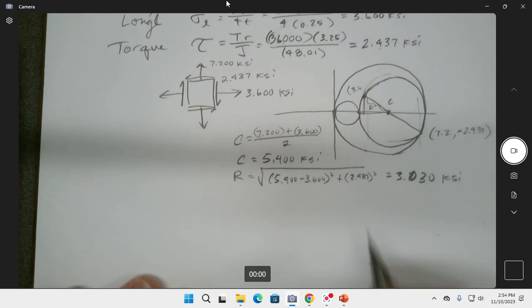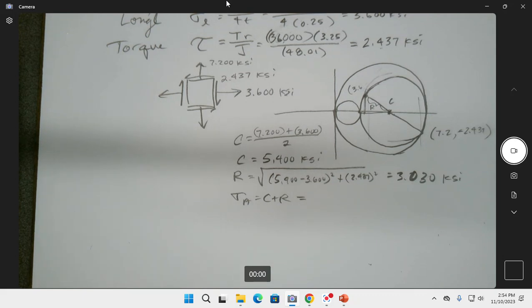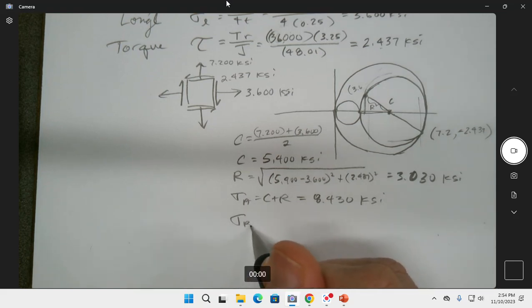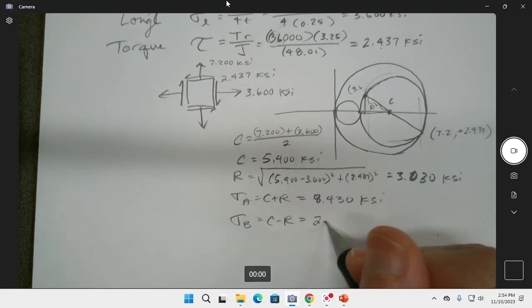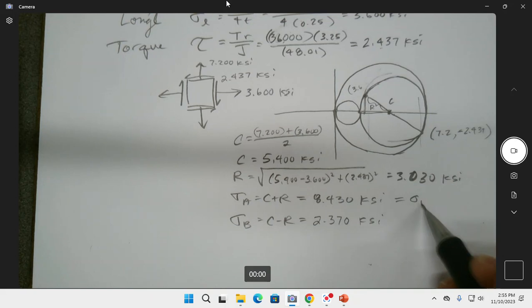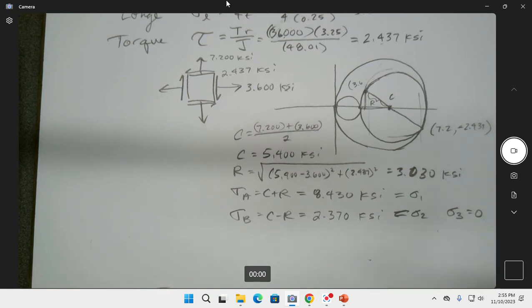KSI, and sigma A is C plus R. So 5.4 and 3.03, 8.430 KSI. Sigma B is C minus R. I get 5.4 minus 3.03, and I get 2.37 KSI. And so this is sigma 1, this is sigma 2, and sigma 3 is equal to 0 right there.